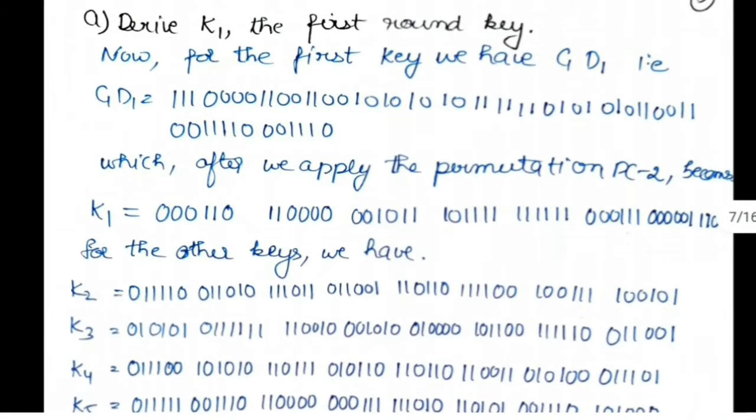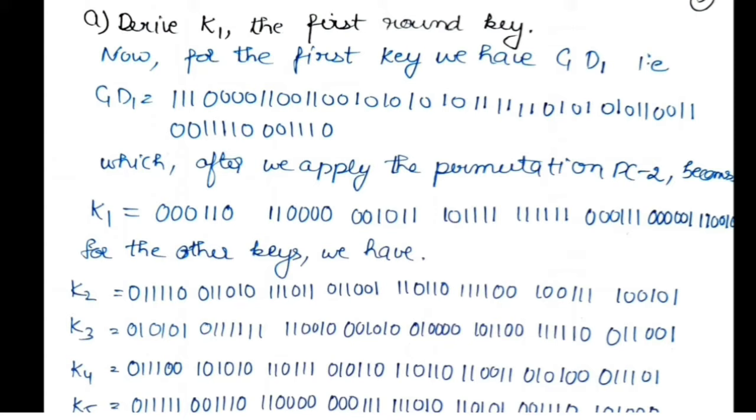The first question in the numerical problem was to derive K1, that is the first round key. So now we can calculate the first round key using the C1 and D1 values. We will simply put these values of C1 and D1 together, and we will apply the permutation from the PC2 table, which is already shown to you, and it will become like this.